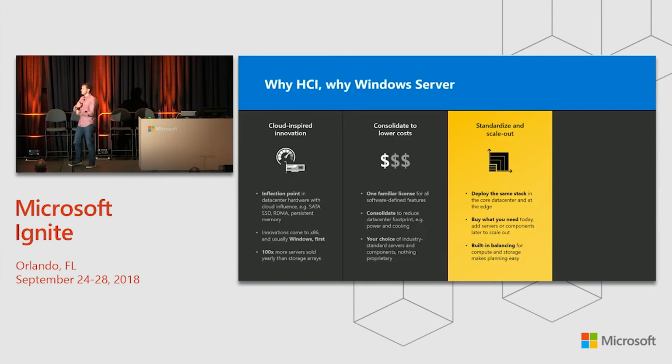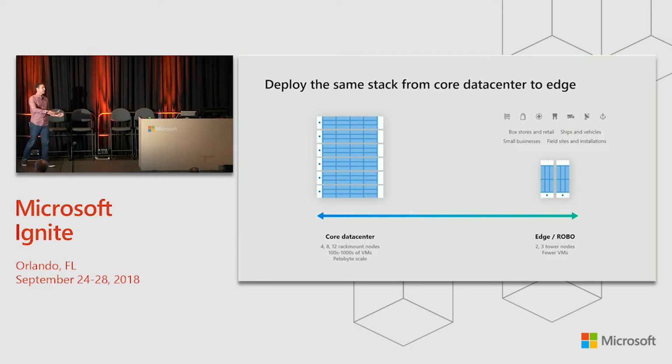Something else that customers tell us they love about hyper-converged infrastructure is that it enables them to standardize because of the scalability. And so you can deploy the same stack in your core data center as well as at the edge or in your remote or branch offices. So we see this quite often.